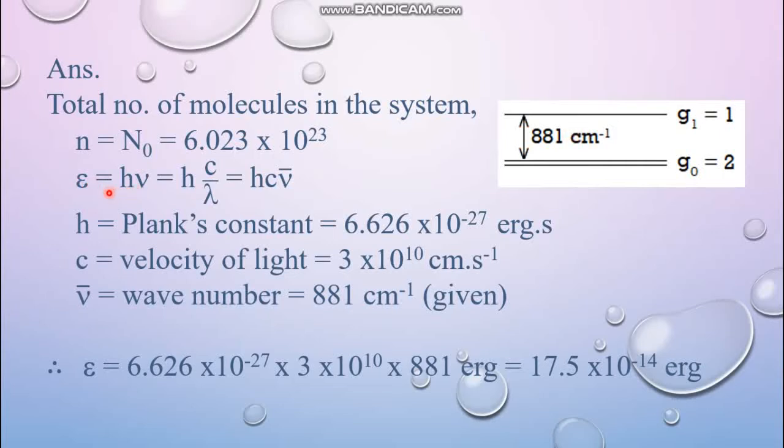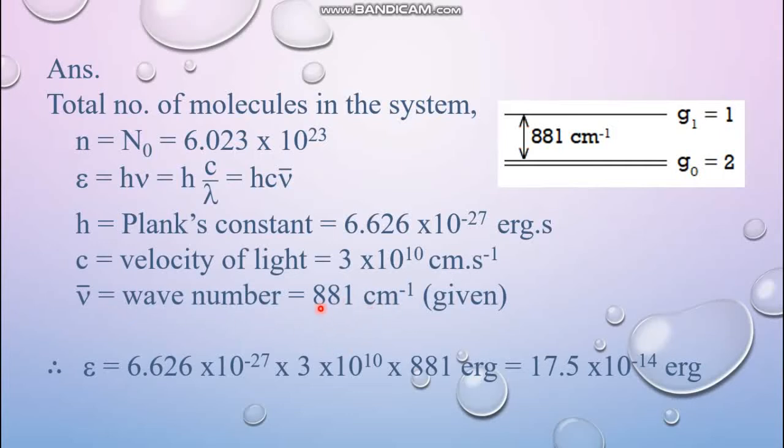So E equals epsilon equals h nu or hc by lambda or hc nu bar. You all know about this. h is the Planck's constant, which has the value 6.626 into 10 to the power minus 27 erg second. Okay, I am doing it in the CGS unit. If you want, you can do this in the SI unit also. In that case, you have to put minus 34 joules second. Here the velocity of light in the CGS unit is 3 into 10 to the power 10 centimeter per second. If you wish to do it in the SI unit, then you have to put 3 into 10 to the power 8 meter per second. Okay, now nu bar is the wave number, 881 centimeter inverse.